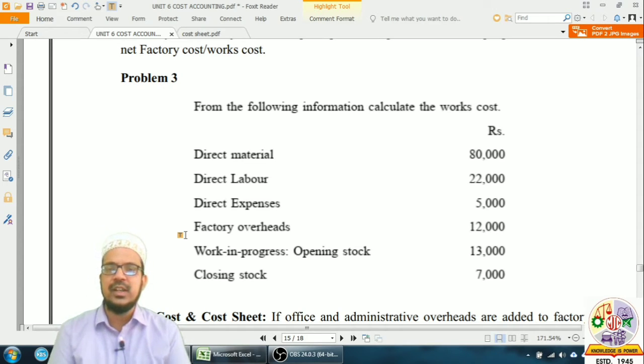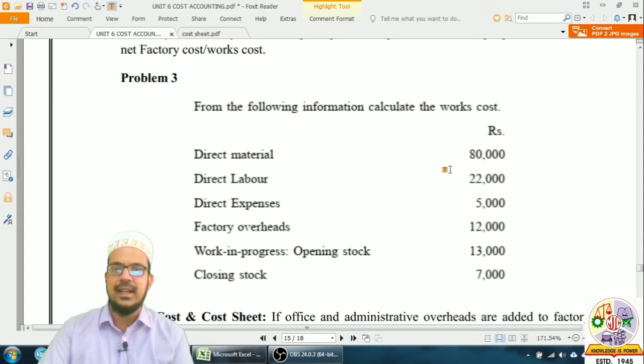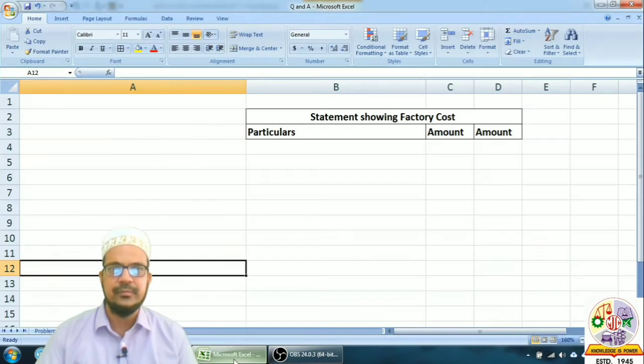First is the direct material of rupees 80,000, direct labor 22,000, direct expenses 5,000, factory overheads, consolidated value of factory overheads is given 12,000, work in progress opening stock 13,000, and work in progress closing stock 7,000. So let us start with problem number 3.